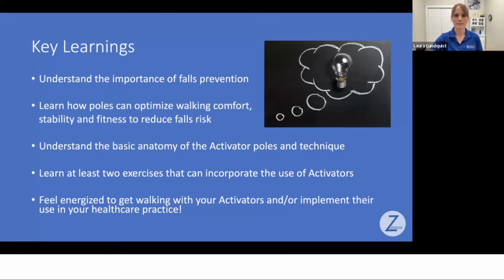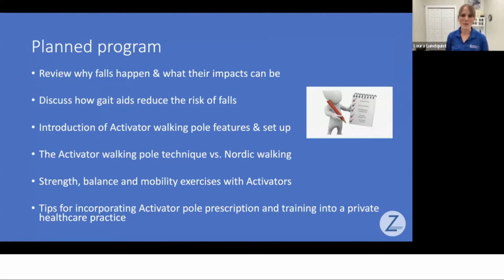In order to walk away with that information, here's what we're going to cover: why falls happen and what their impacts can be. We're going to discuss how gait aids can reduce the risk of falls, introducing the Activator walking pole features and setup, and then the technique itself, and make a differentiation between the Activator technique versus Nordic walking, because there is a difference there. And then we'll go through some exercises that you can use with the Activators for strength, balance, and mobility gains. And then we'll talk about a few tips for incorporating Activator pole prescription and training into a private healthcare practice setting for those of you who are practicing healthcare providers.